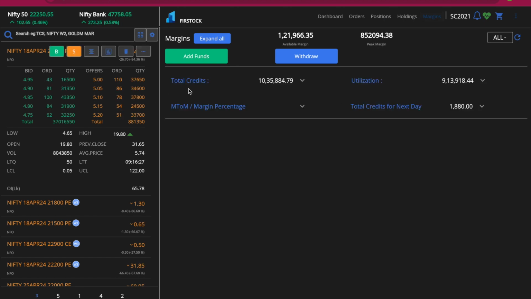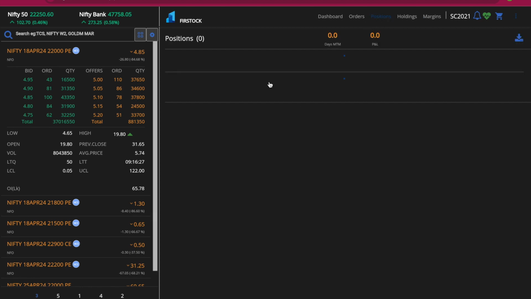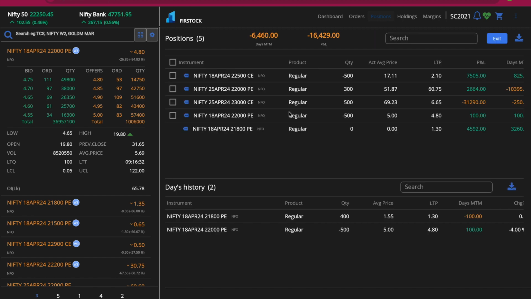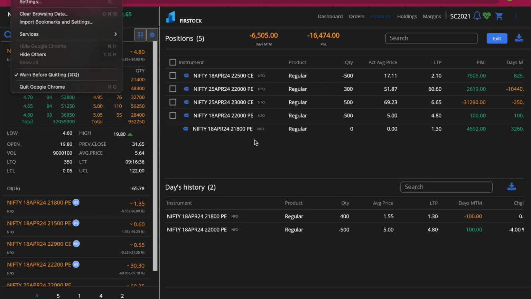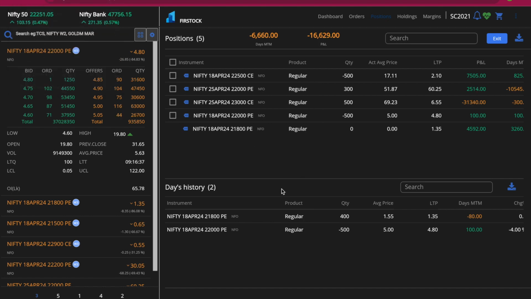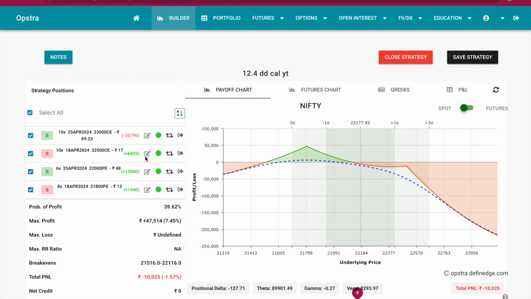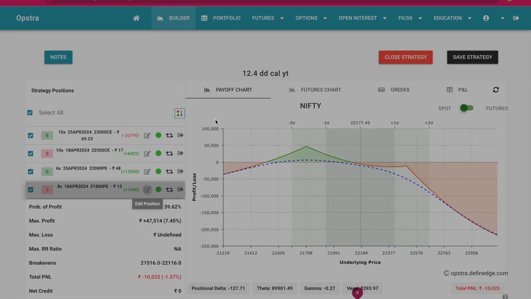Here are the margins. So this is not for speed trading. Basically, the speed trading is very poor on this terminal, especially during 9:15. We have 22,500, 22,000 PE. We sold for 5 rupees. We can come here, okay, and we can change this to 22,000 PE.